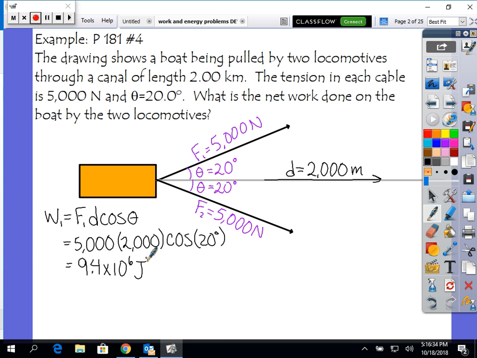Notice that both forces, F1 and F2, have the same magnitude and the same angle relative to the displacement. So we can conclude that W1 has the same magnitude as W2. And since they're scalars, they don't have a direction. So the net amount of work is going to be W1 plus W2, which is 1.88 times 10 to the 7th joules.